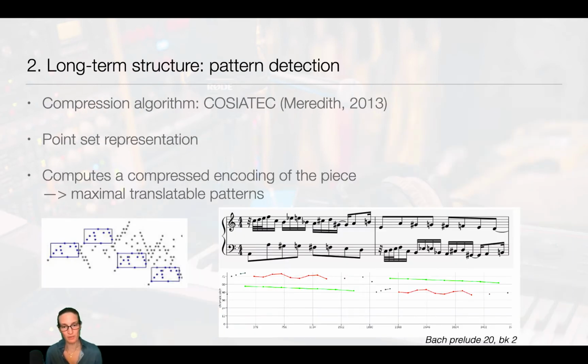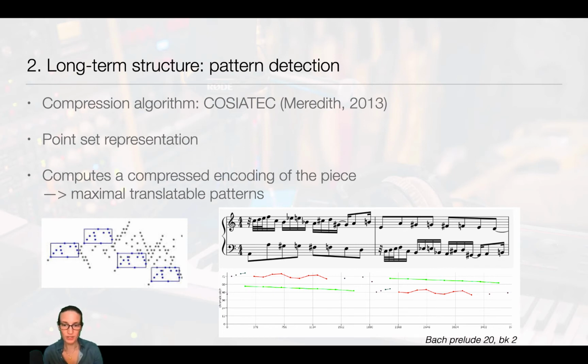Now that we have a way of measuring emotion in the form of tension, we also need a way of measuring how many patterns or long-term structure is in the piece. Now we opted to use the SIA or COSIATEC algorithm by David Meredith. And COSIATEC uses a point set representation whereby the y-axis is the pitch, the x-axis is the time, and it computes basically repetitions of the same pattern. It can be transposed, so it finds any possible transposed pieces of music.